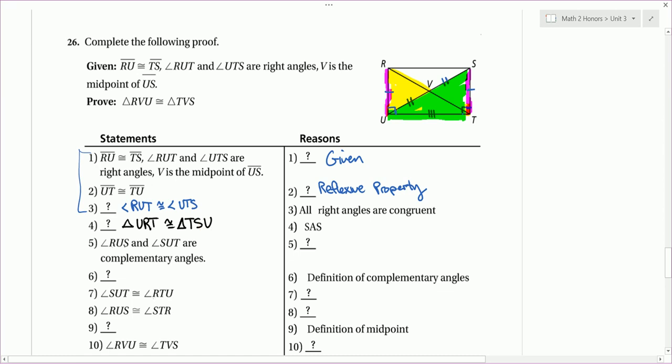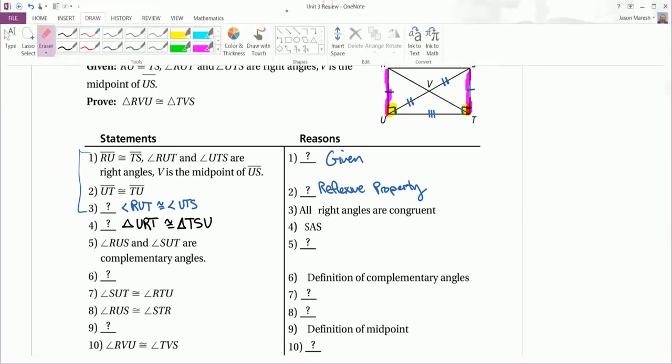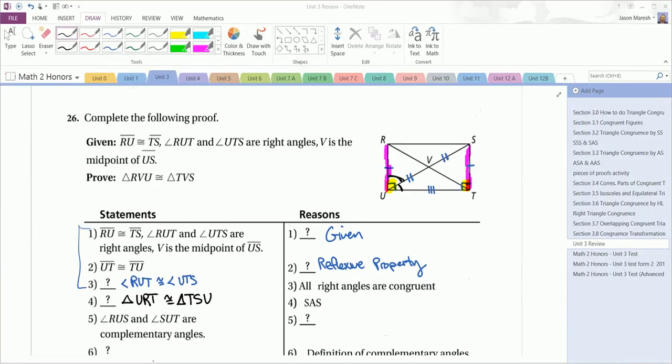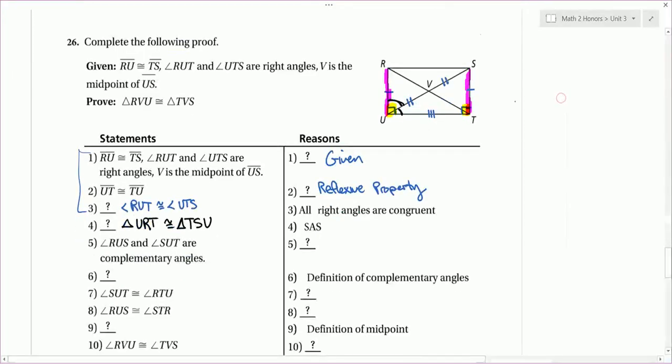Next, 5 says angle RUS. So I'm going to go back and see what we can get here. RUS and SUT are complementary angles. That's true. Both those angles make 90 degrees. So our reason here for 5 is the angle addition postulate.